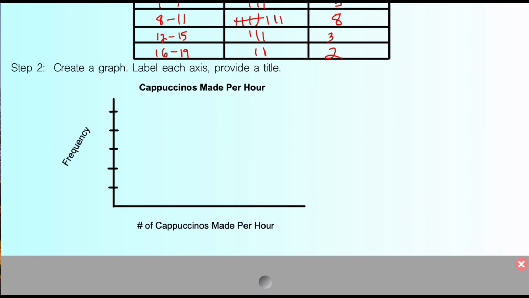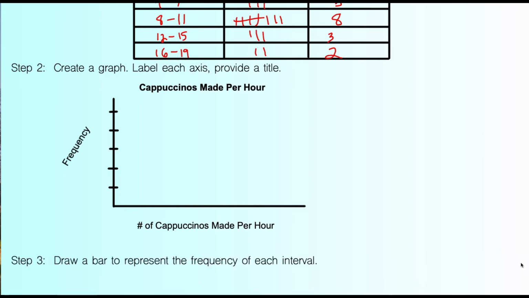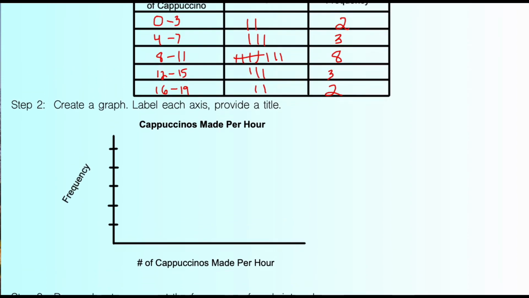Okay, this looks a little bit neater than my handwriting would have been. I got my X and Y axis labeled, I have my title, and now we're ready for the final step. The final step is to draw a bar to represent the frequency for each interval. If you can remember my first interval, I'll scroll up real quick, it was 0 to 3.